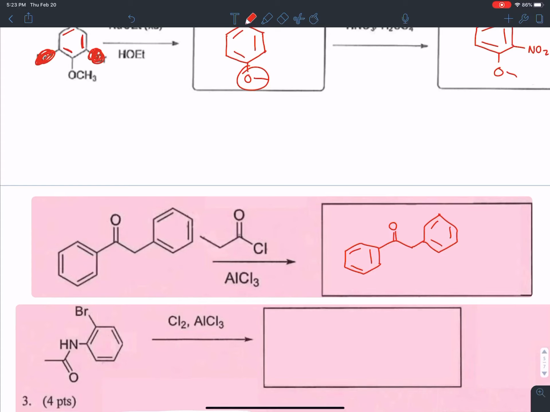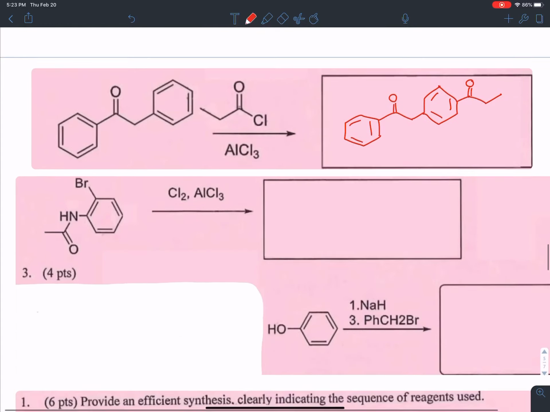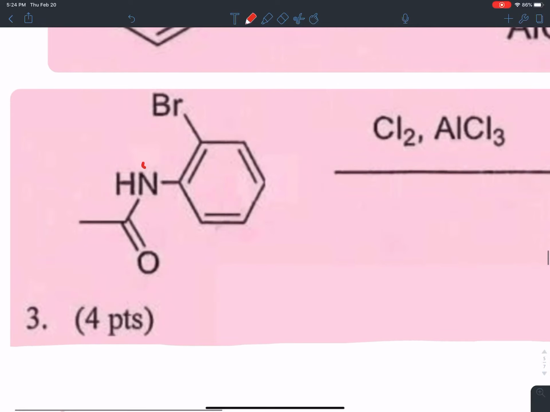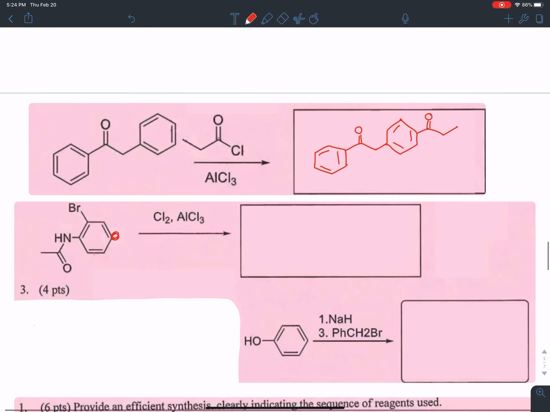If we listen to this guy, the next thing goes right here and you make your acyl compound. Alright, next question. We have a bromine and we have a nitrogen. The one we listen to is this guy because resonance. So next thing should go right there, which is exactly what happens here too.